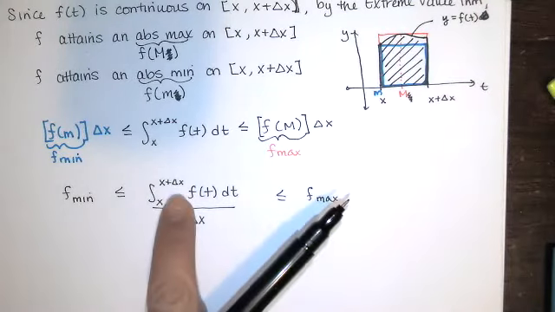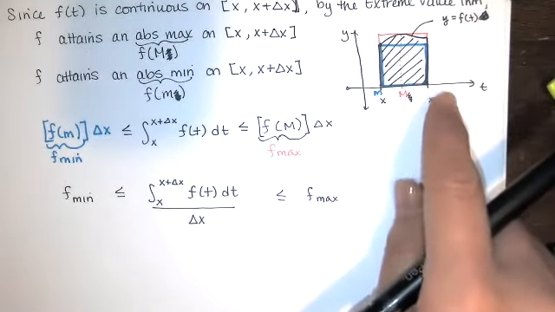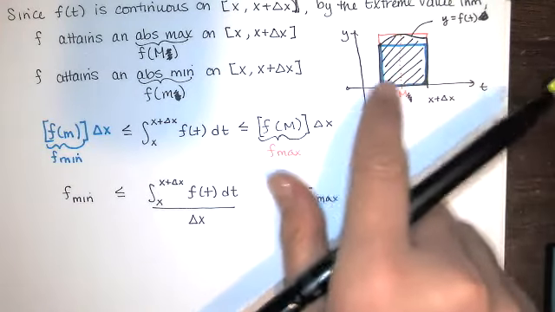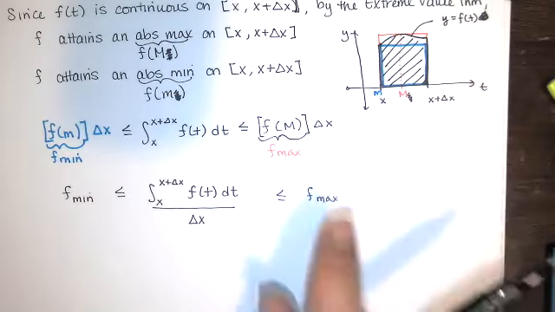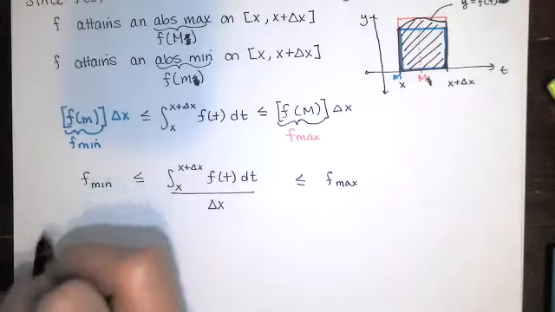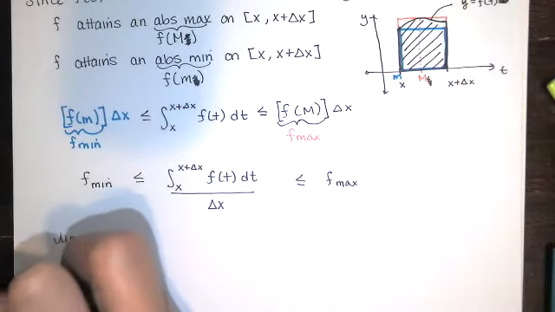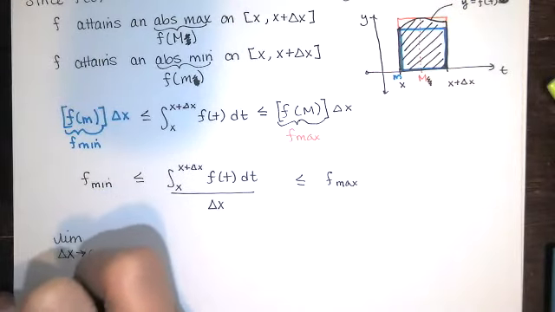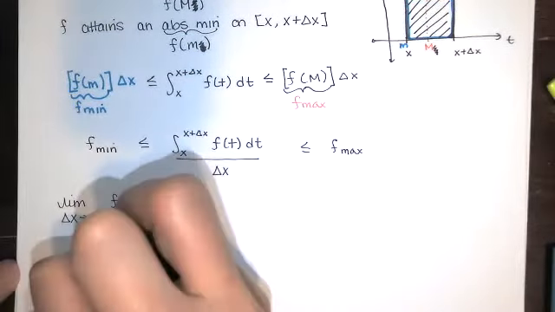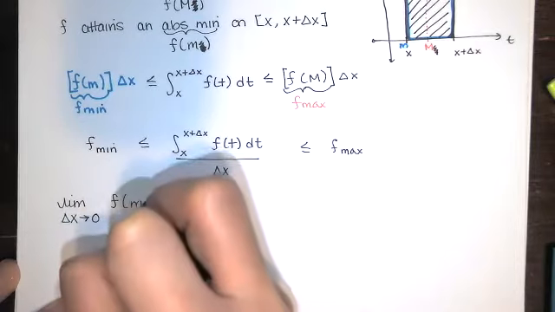And we're actually letting delta x approach 0 from the right because we're assuming that x plus delta x is to the right of x. Well, if I take the limit as delta x approaches 0 of all three parts, I'm going to put that little m back in.